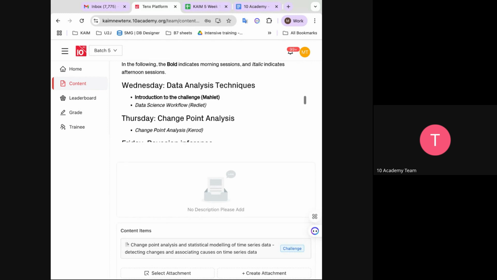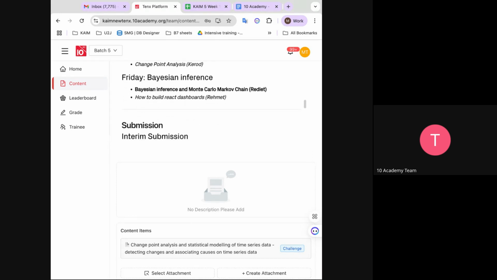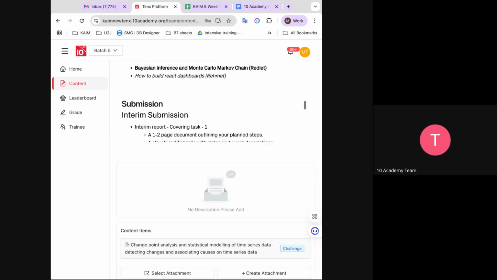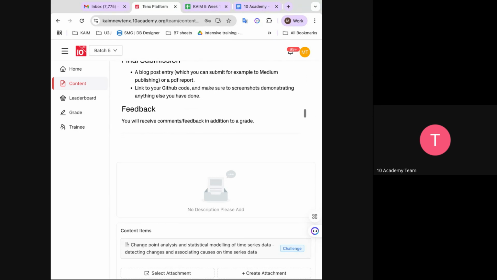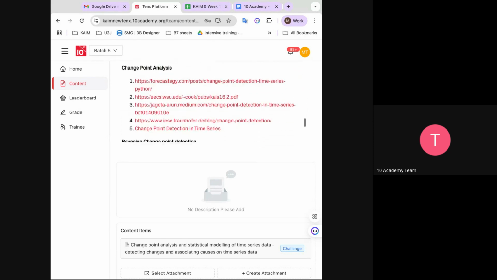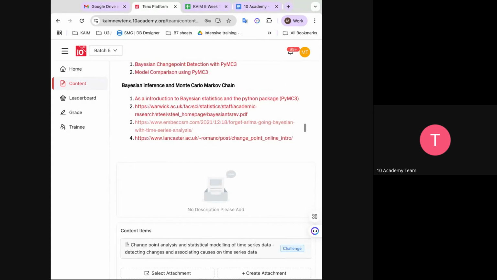So these are the tasks, and this is the tutorial schedule that we have for this week's challenge. For the submissions, as usual, we will have two: the interim submission and the final submission. These are the references for you to understand how you can detect a change point, how you can use Bayesian inference to detect this change point, and what the statistical analysis is.